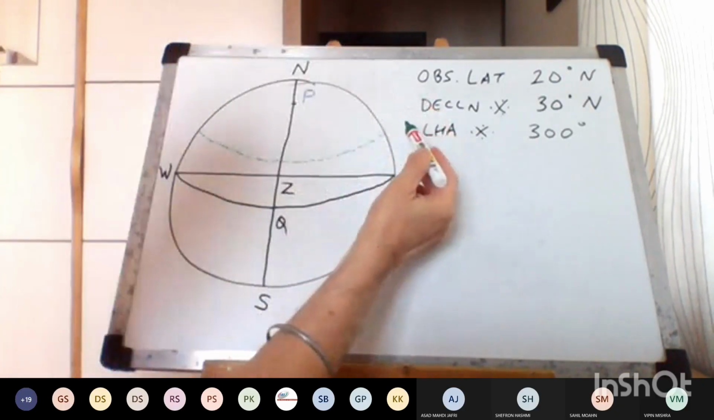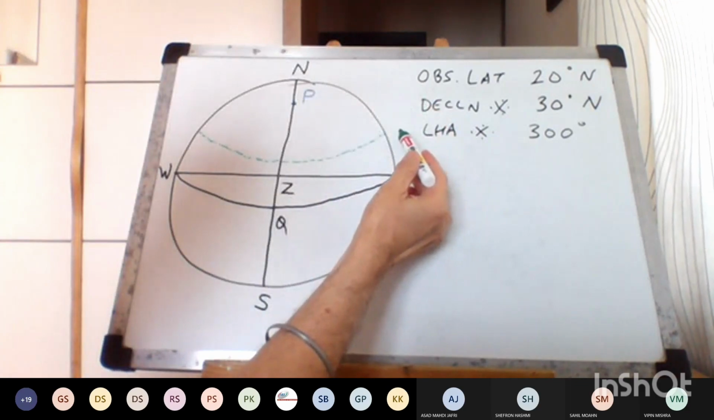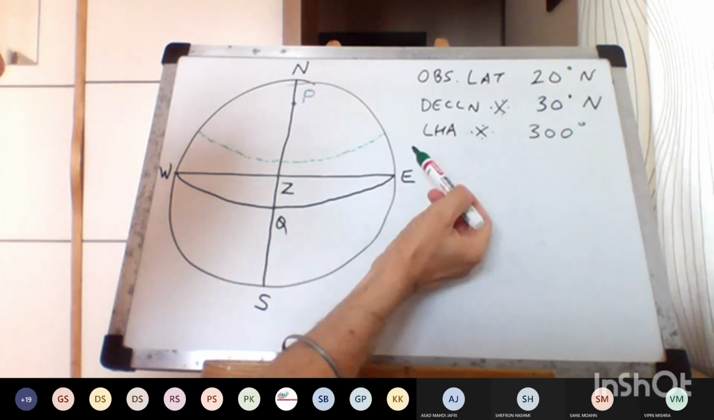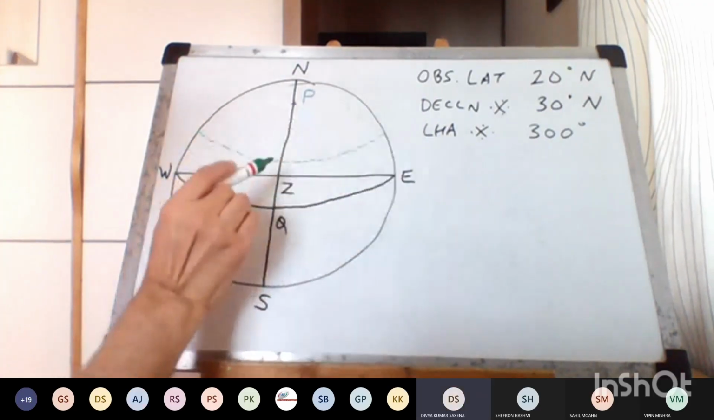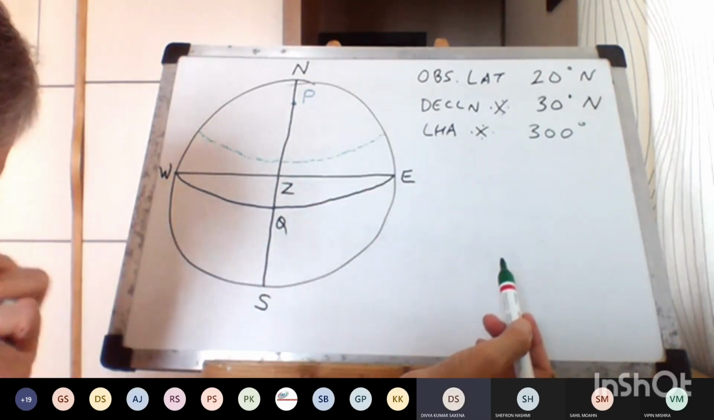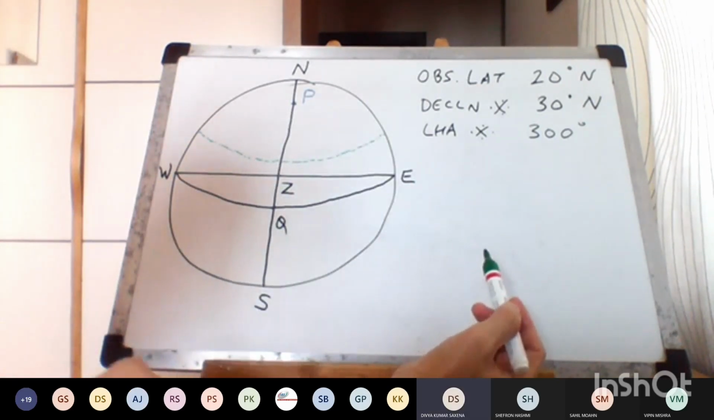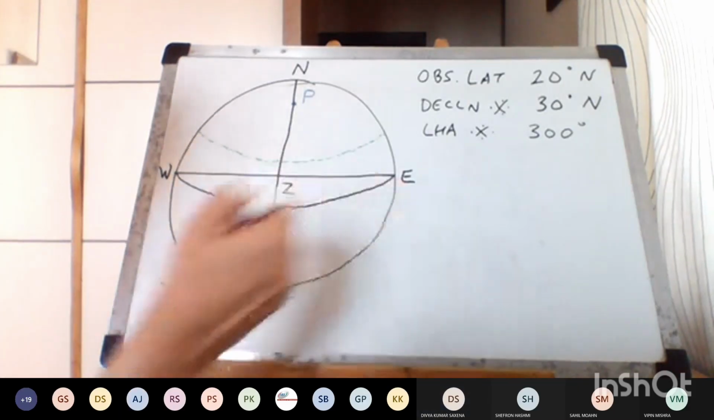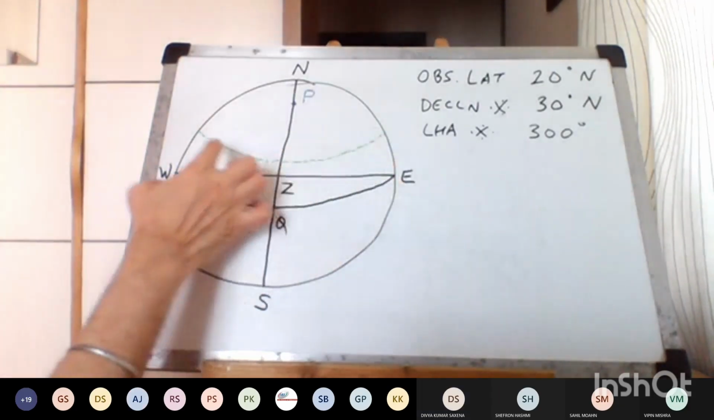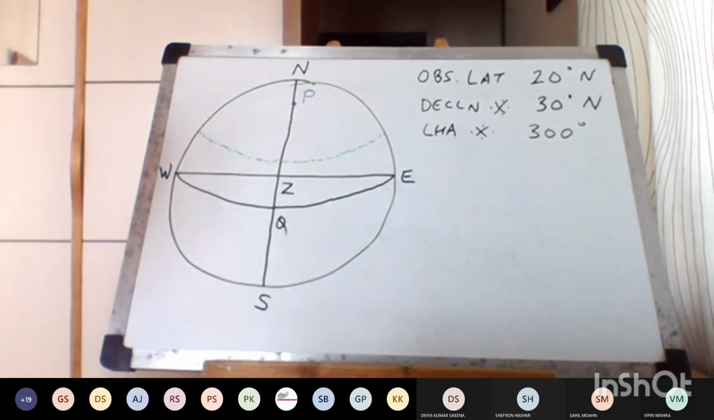The body will rise here in the east. Declination 30 north. So what will the rising bearing be? Any idea? If the observer at Z takes a bearing at the time of rising, what should the bearing be? 60 degrees, very good. And what will be the setting bearing? 300. And in between, what will happen to the bearing?